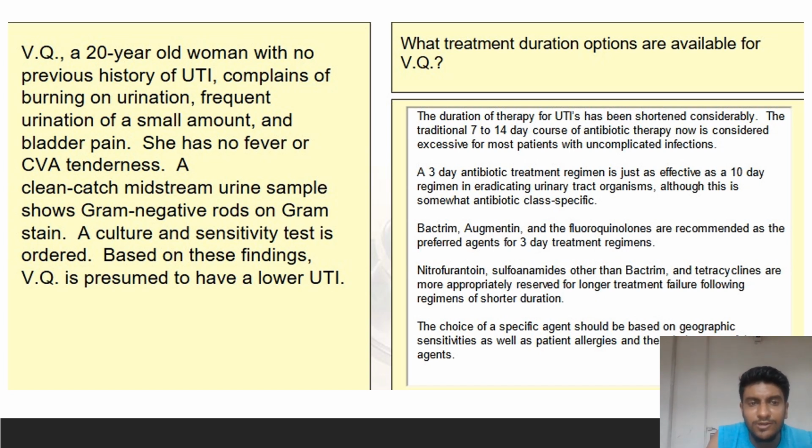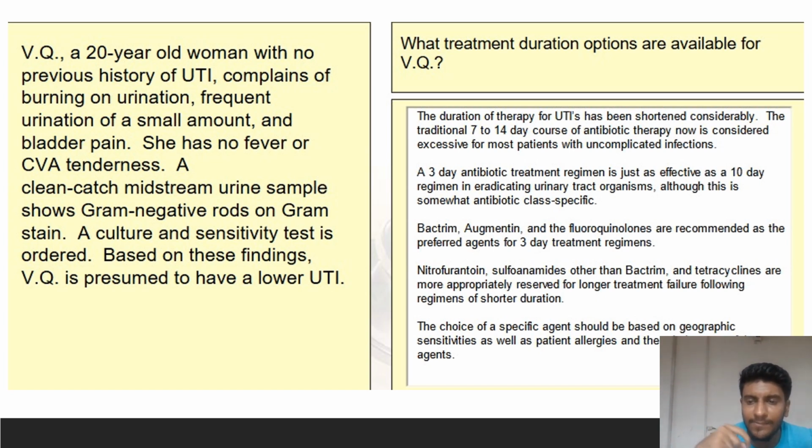The question says that a 20-year-old woman with no previous history of urinary tract infection complains of burning urination, frequent urination of small amounts, and bladder pain. She did not have any fever or any tenderness of the bladder. A clean catch midstream urine sample shows the presence of gram negative bacteria.